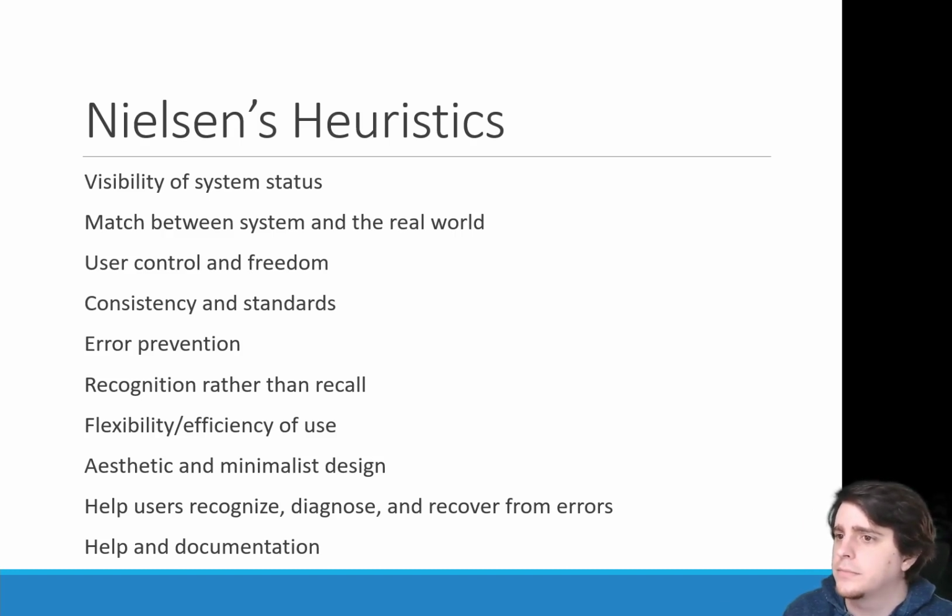Error prevention is all about, rather than having to show players, hey, the game crashed and this error pops up, or you've done something wrong and this error pops up, how do you prevent those errors from happening in the first place? This is all about having a bug-free game that loads properly. There are no missing textures or anything like that.